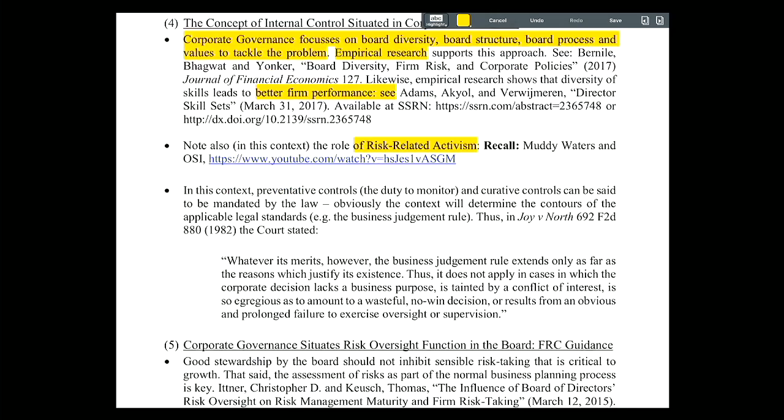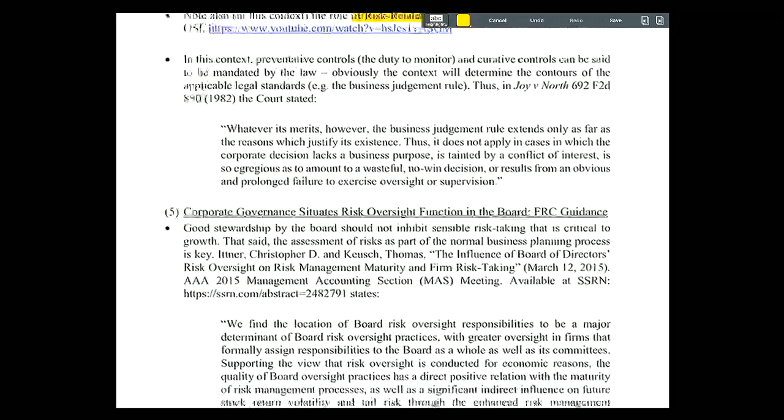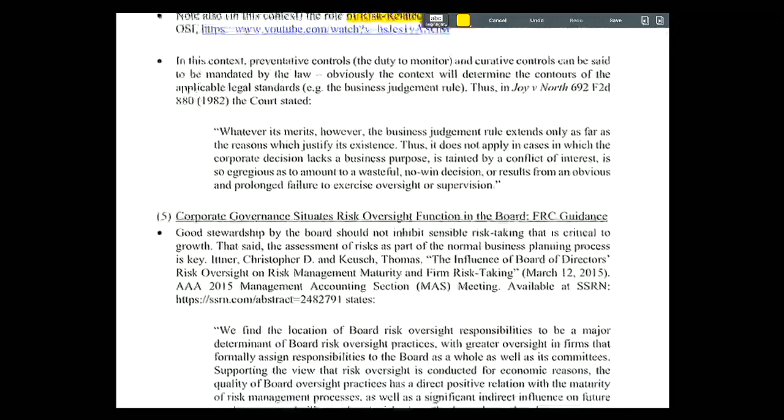The other point to then flag up is how corporate governance situates risk management in the board. So here, what I did was look into the FRC guidance document, and together with that document and my understanding of the subject and the case law, I try to weave this together to form this current narrative.